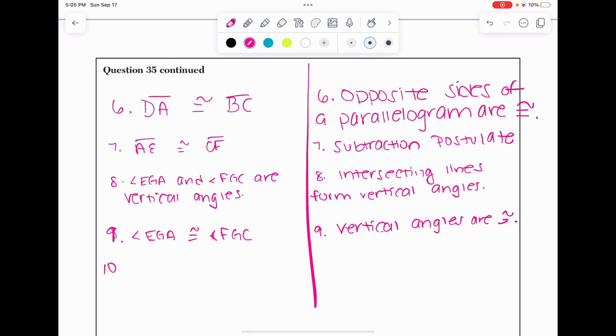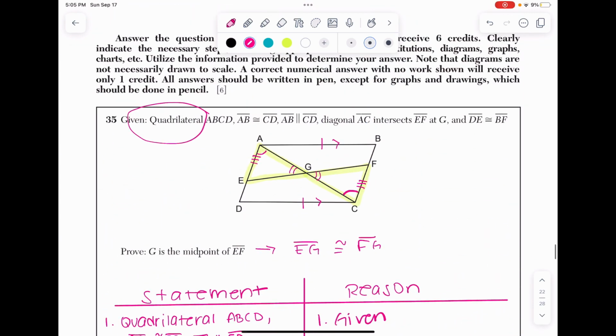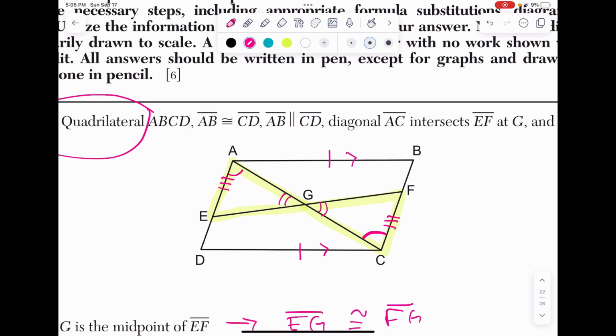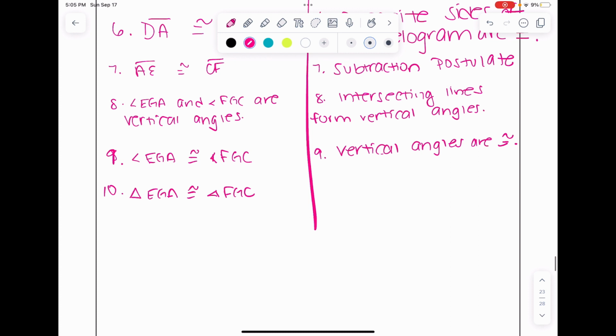All right, well, now we have enough to prove those triangles are congruent. So I'm going to say that triangle EGA is congruent to triangle FGC. I'm going to go back to my diagram, and hopefully we can see here that this is angle, angle, side. So I'm going to write angle, angle, side is congruent to angle, angle, side. Once we have that, we know that any unmarked pieces in the picture are congruent. So I know that EG and FG are congruent by CPCTC.